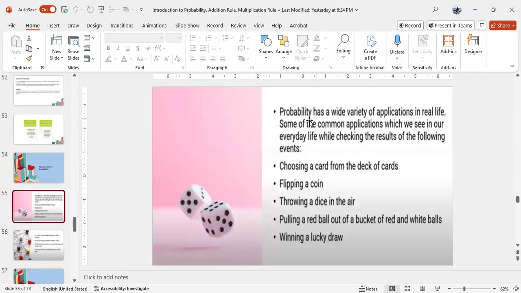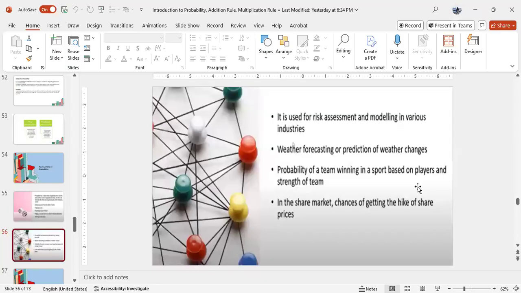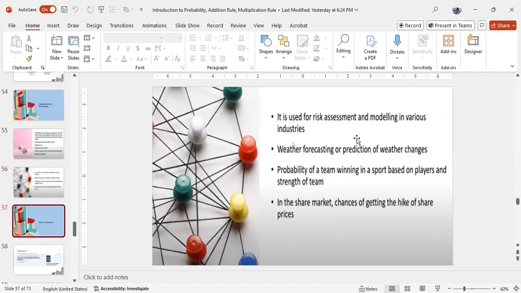Applications of probability. These are simple applications in our daily life that include choosing a card from a deck of cards, flipping a coin, throwing a dice in the air, pulling a red ball out of a bucket of red and white balls, and winning a lucky draw. These are some other examples from professional lives. These include risk assessment and modeling in various industries, weather forecasting or prediction of weather changes, a team winning in a sport based on the players and strength of the team, and in the share market, chances of getting hikes of share price.